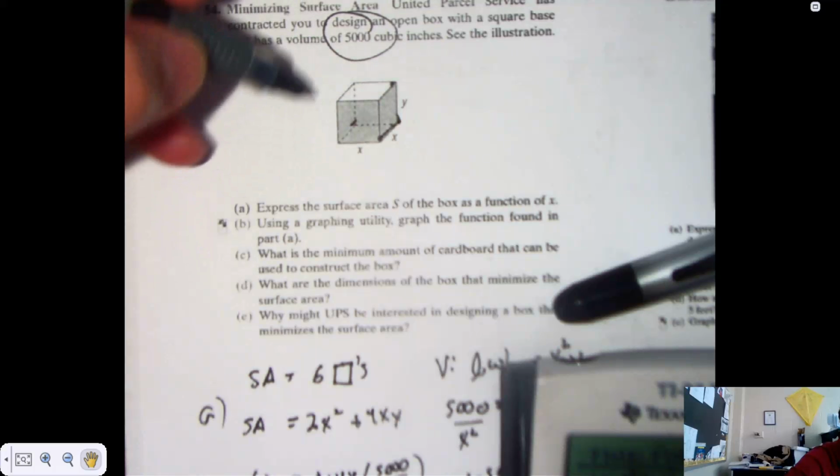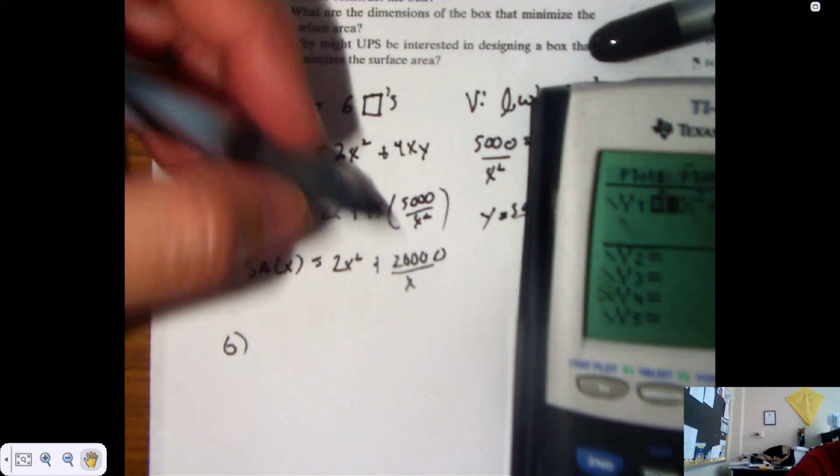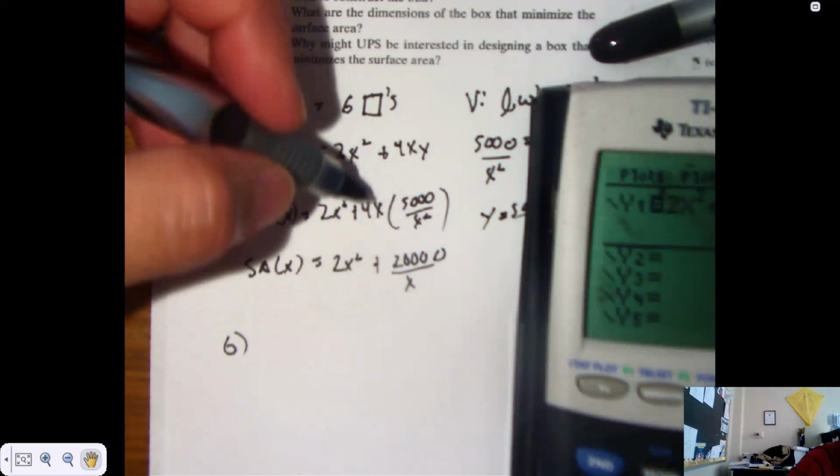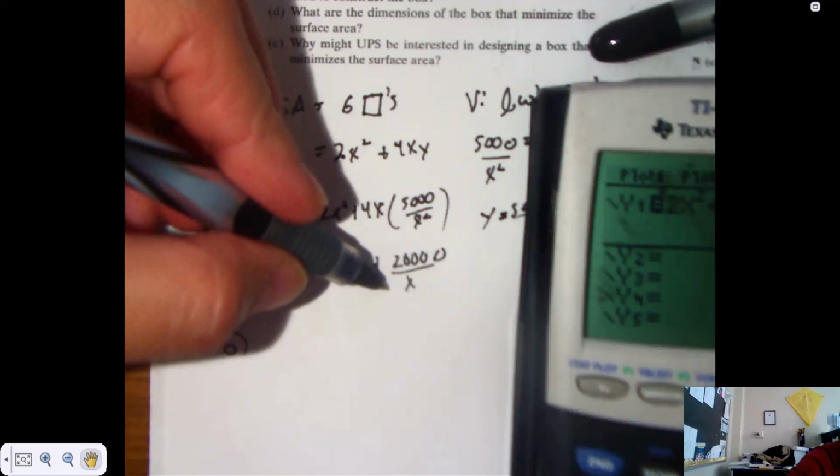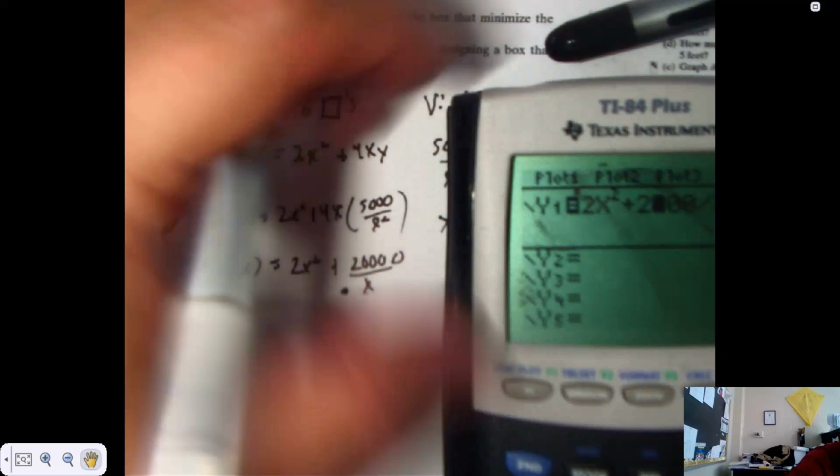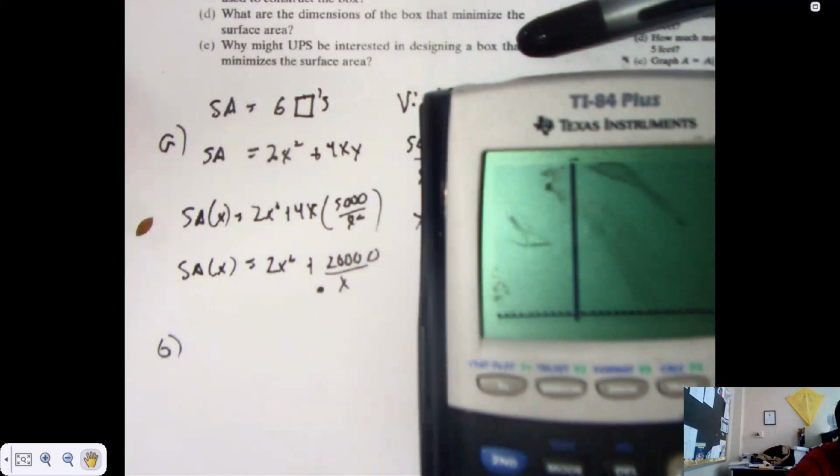The area of each of these rectangles here is x times y. How many of them are there if you go around the box? Well, I made a mistake too. 4 times 5,000 is 20,000, but x over x squared is x. I actually didn't write something right on a piece of paper. I'm expecting to see this graph, but I'm not.